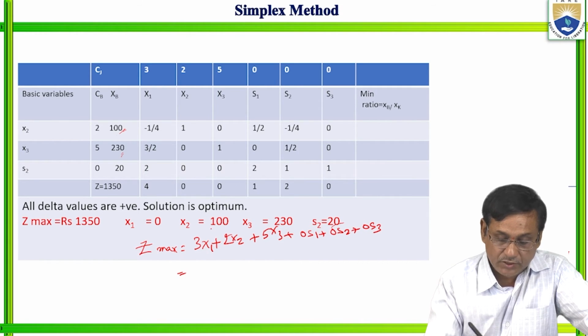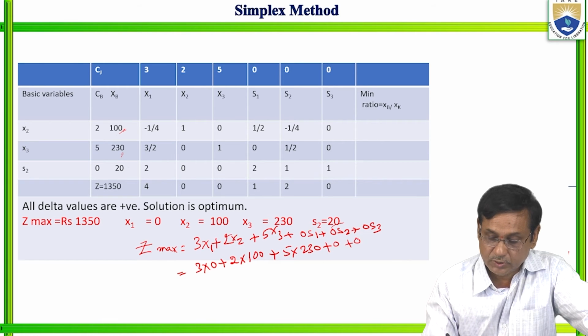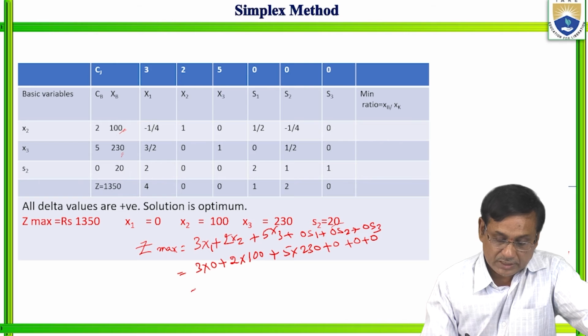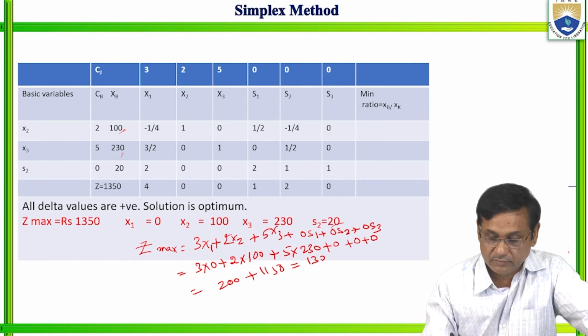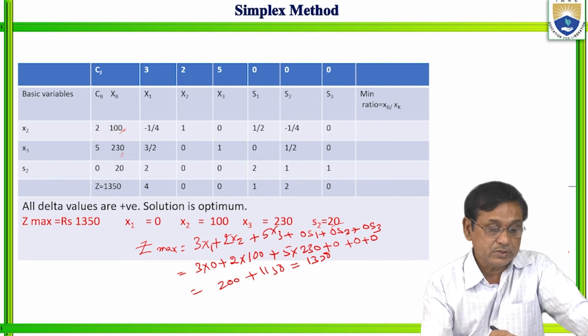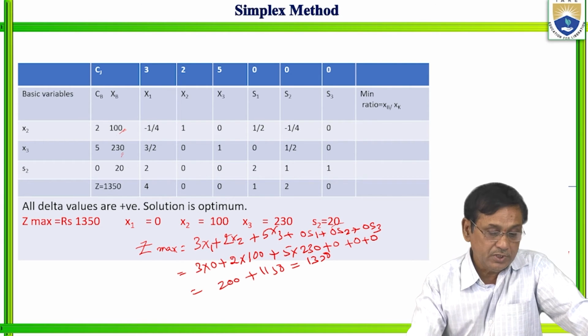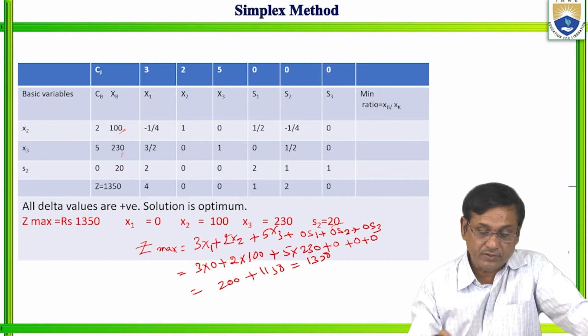So you can substitute the values: x1 is equal to 0, 3 into 0 plus 2 into x2 which is 100 plus 5 into 230 plus 0 plus 0 plus 0. So the total value is 200 plus 1150, that is equal to 1350. So this is the solution. That means directly you can read the values of x2, x3, x1 in the column corresponding to xb. So the optimal solution z max is equal to 1350 and x1, x2, x3 values are 0, 100 and 230.